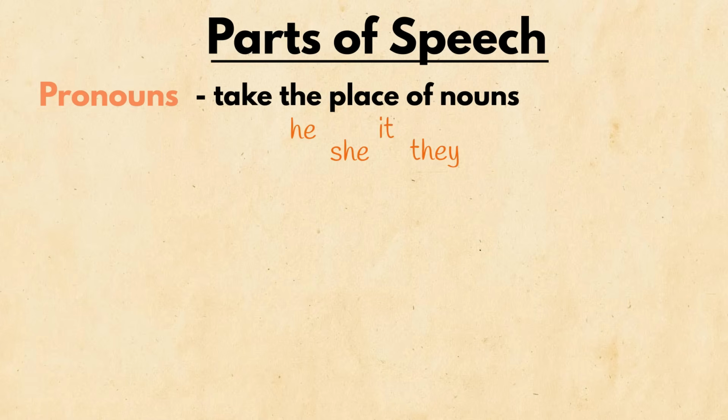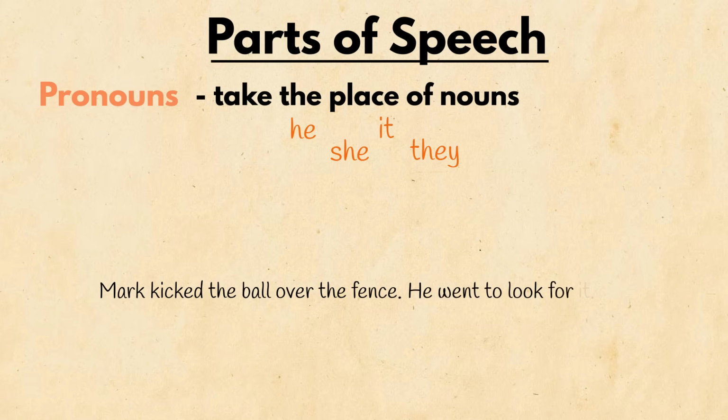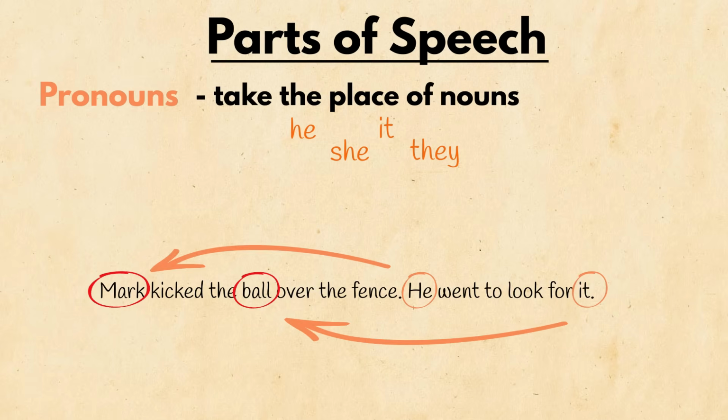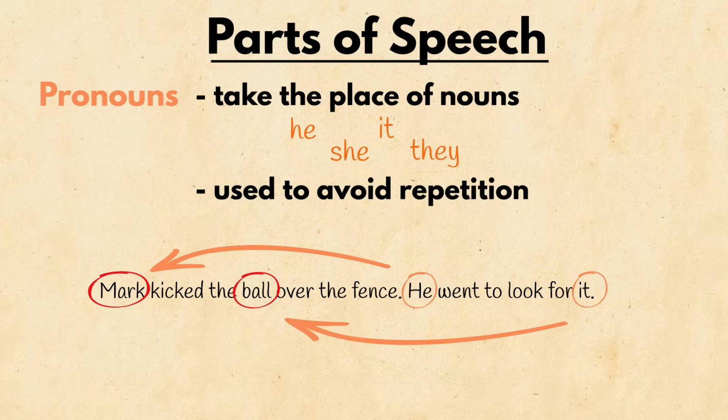For example, Mark kicked the ball over the fence. He went to look for it. The word he has been used in the second sentence to replace the word Mark, and it replaces the word ball. Pronouns are used to avoid repetition and to make the sentences sound less clunky.